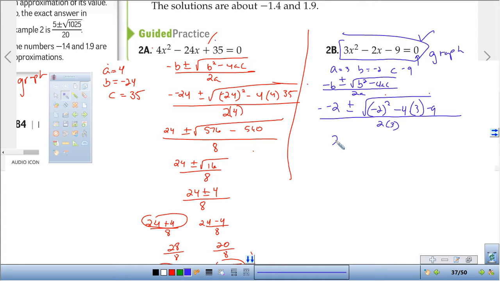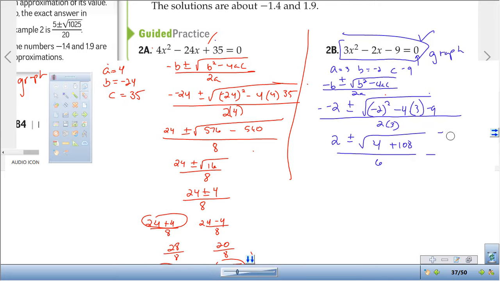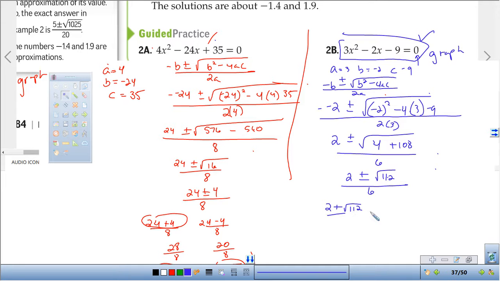So then this right here becomes a 2 plus or minus the square root of, this is 4. Ooh, I can't do this in my head. 4 times 3 times 9 on the calculator. 108 plus 108, right? Yeah, because negative times negative is positive. All over 6. So you're going to go 2 plus or minus the square root of 4 plus 108, which is 112, all over 6. So now you're going to have 2 plus the square root of 112 over 6 and 2 minus the square root of 112 over 6.